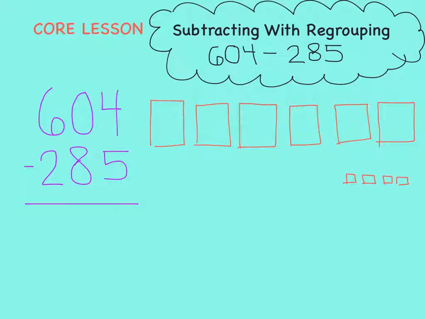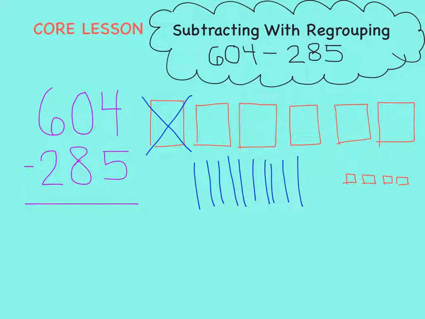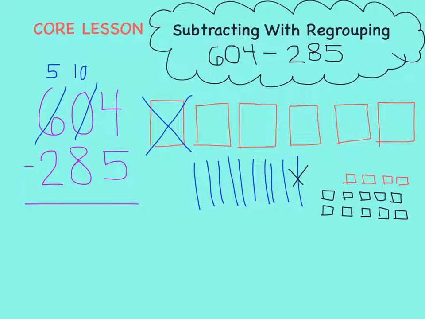Let's look at the problem to see what I need more of. Well, I can't do 4 minus 5, so I think I need more ones. I don't have any tens to break apart, so I'll have to break apart 100 first. Now you can see I only have 5 hundreds, so I'll cross out the 6 and write a 5. And I have 10 tens, so I'll cross out the 0 and show that I have 10 of them. I still don't have enough ones, so I'll break apart one of the tens. Now that I broke apart one of the tens, I have 9 tens left, but look, now I have 14 ones.